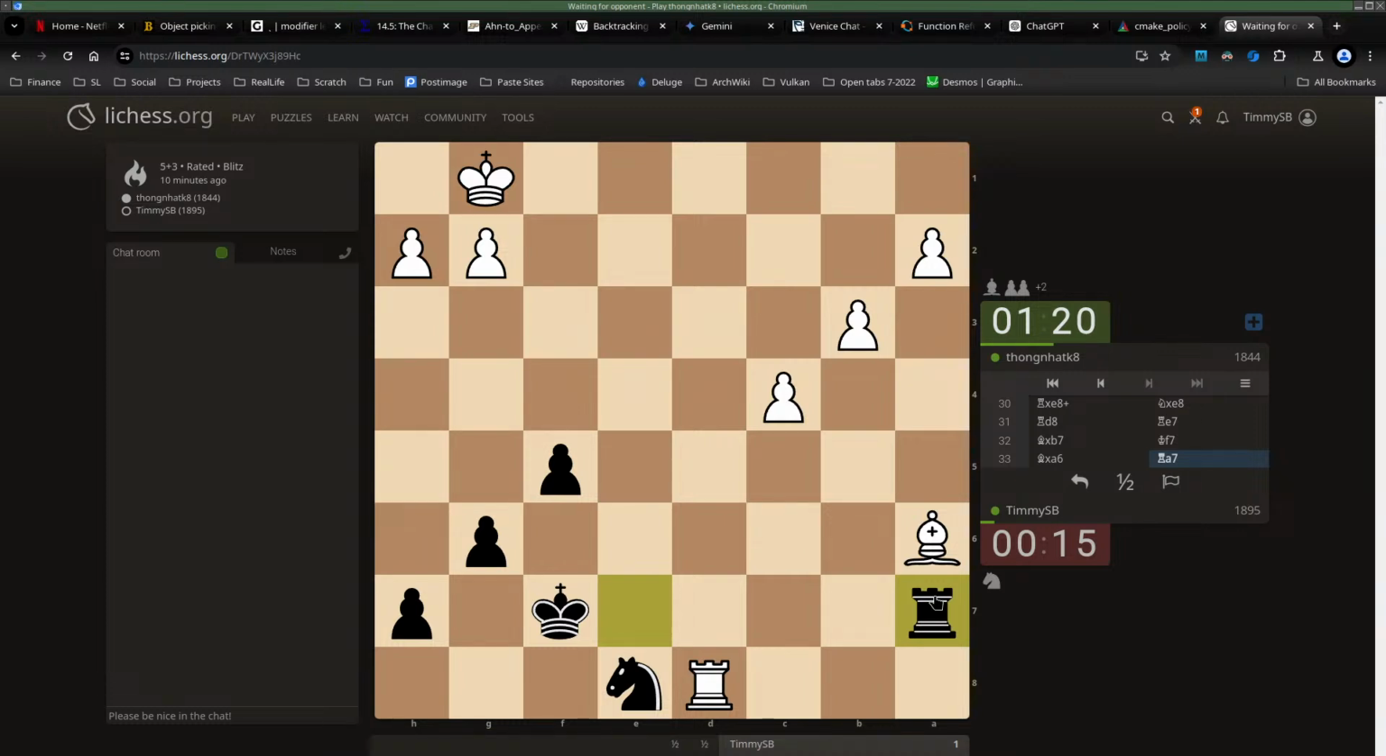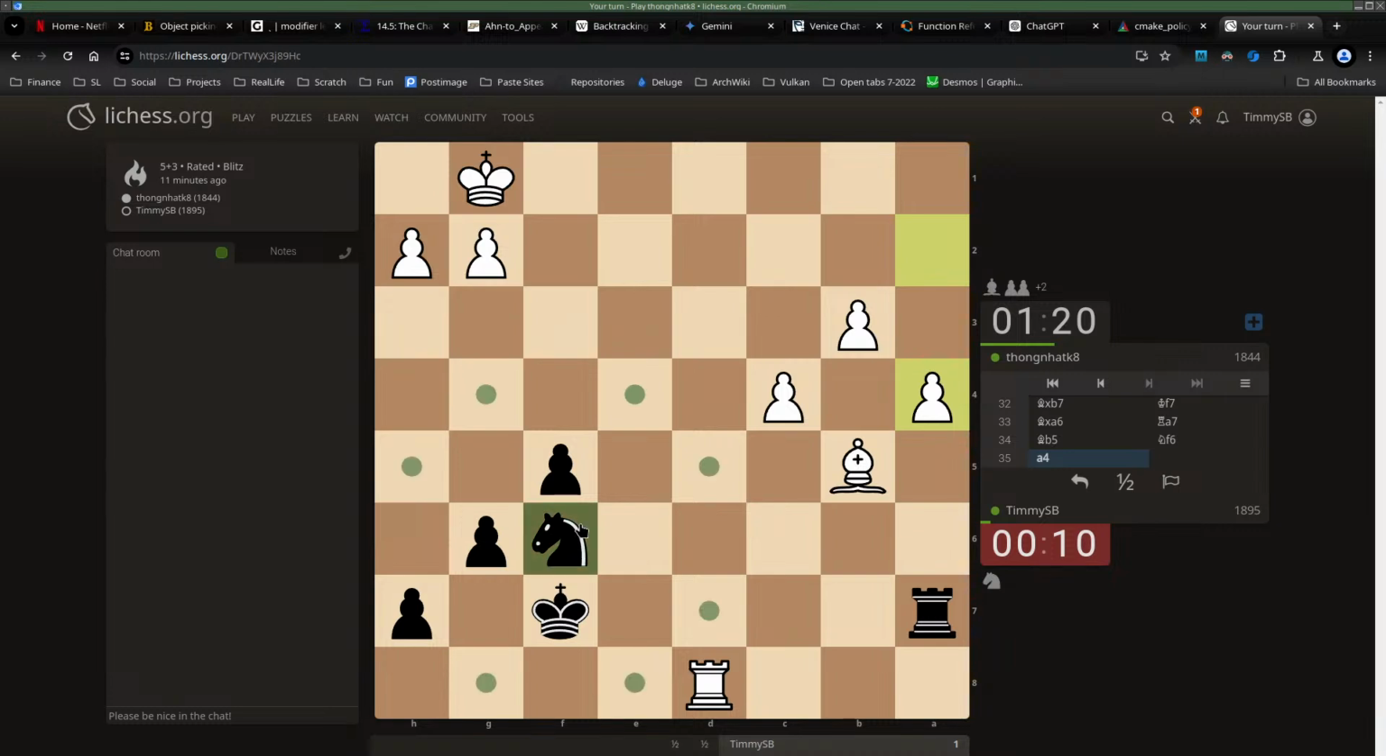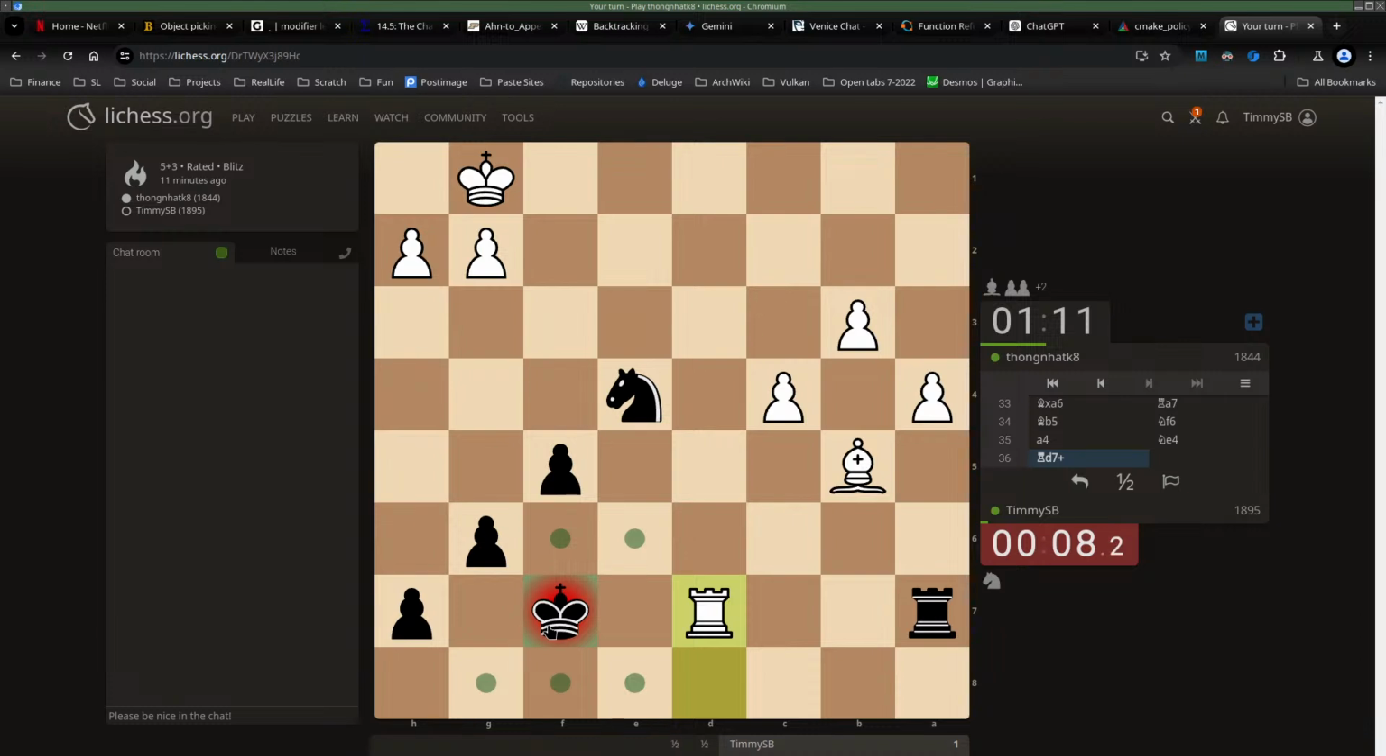Well, at the very least, I'm getting a pawn back. No, I'm not. He is attacking that. He's attacking my knight. And I have only 30 seconds left. Yeah, I was hoping you did it. Actually, let's go here. Oh, yeah, no.